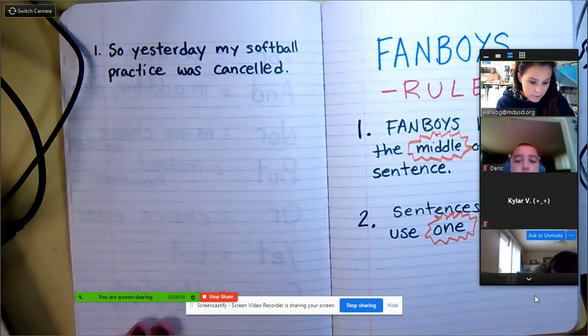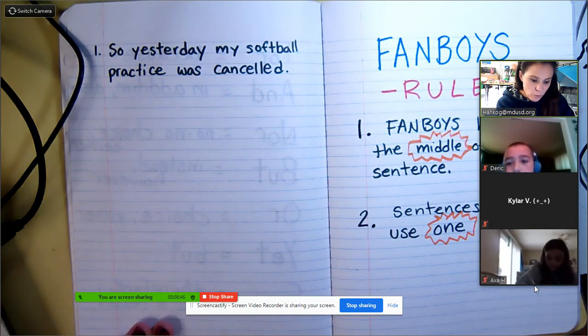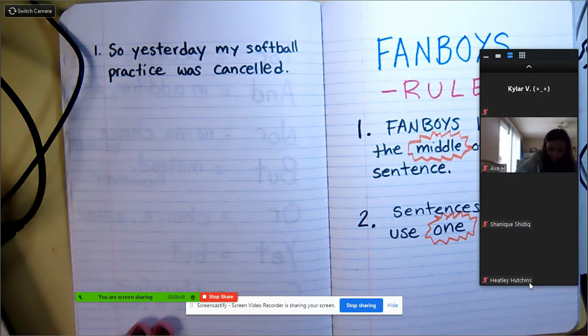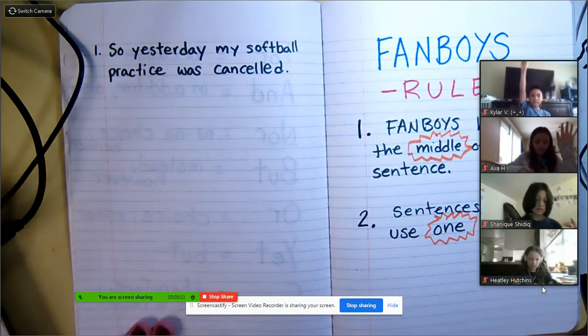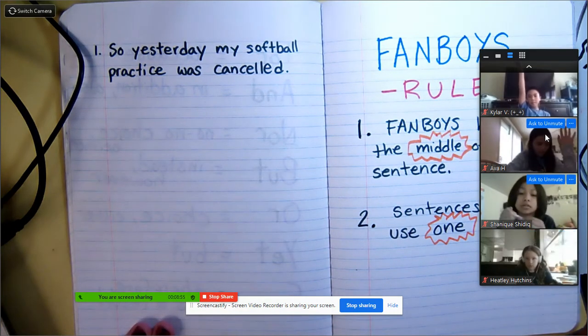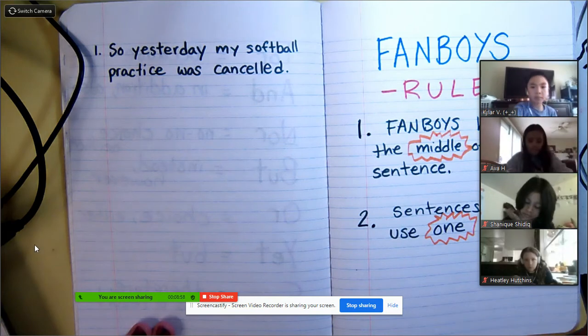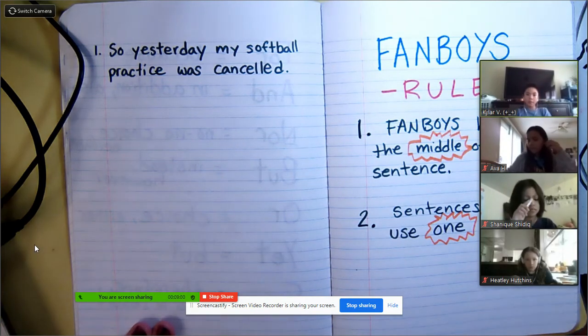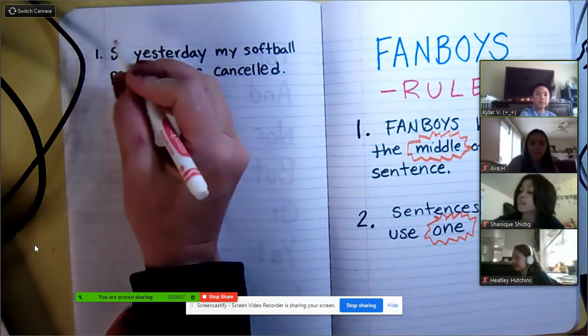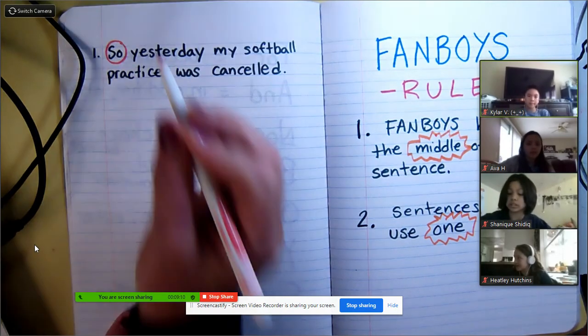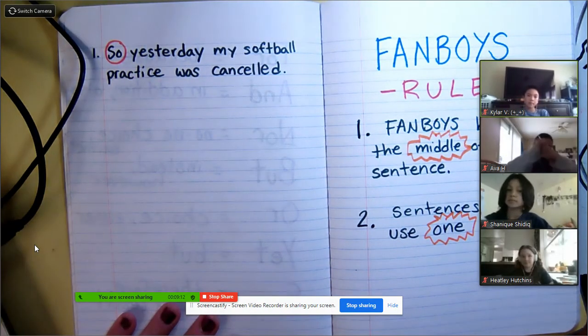So out of the few people in this Zoom meeting right now, could anyone tell me which rule this sentence breaks? I know some of you are still writing, so sorry. But this sentence, so yesterday my softball practice was canceled. What rule is being broken here, Kyler? It's the first rule. So fanboys belong in the middle of a compound sentence. This is at the beginning. Good. So he recognizes that I had a fanboy, so, at the beginning, and it's not allowed to go there, right?